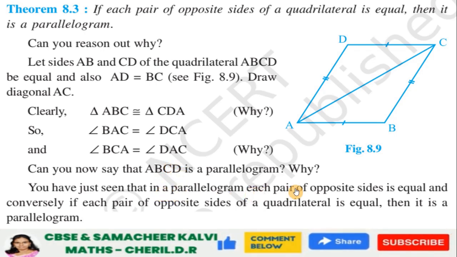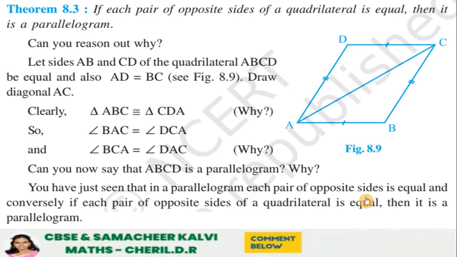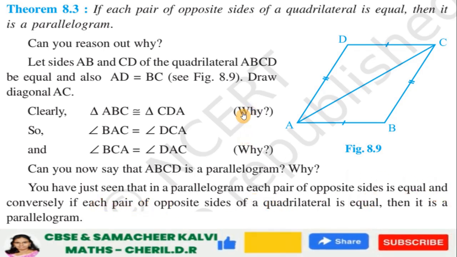In a parallelogram, each pair of opposite sides are equal, and conversely, if each pair of opposite sides are equal, then it is a parallelogram. So to put it in simple words, theorem 8.3 is the converse of theorem 8.2. Hope you understood, children.